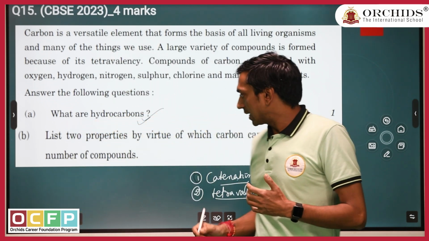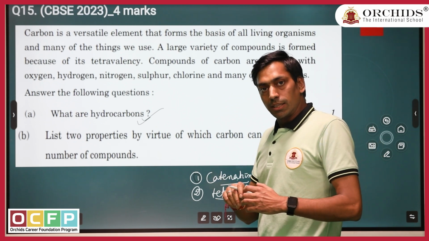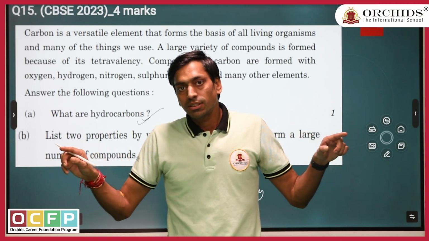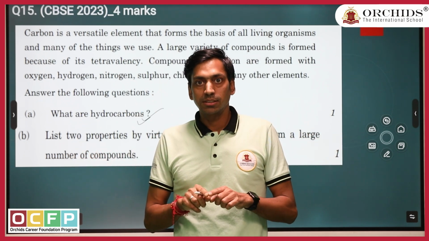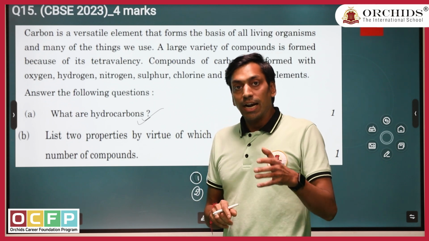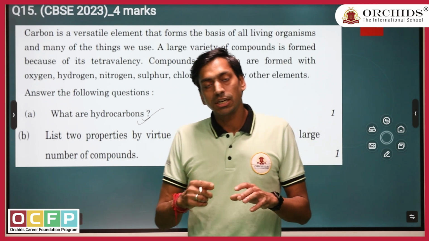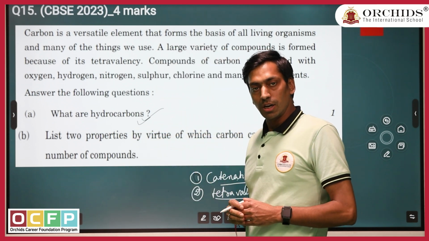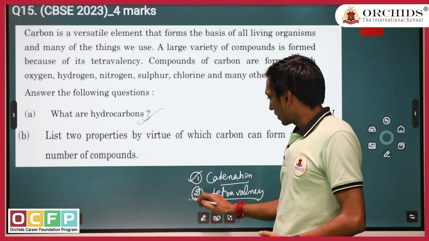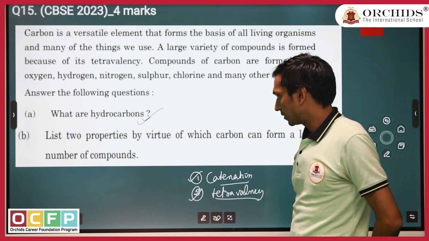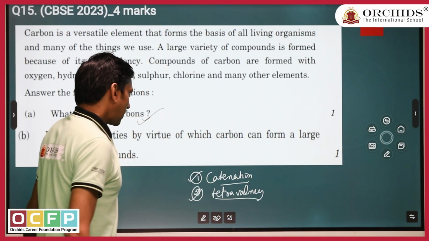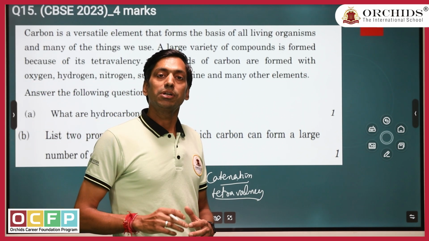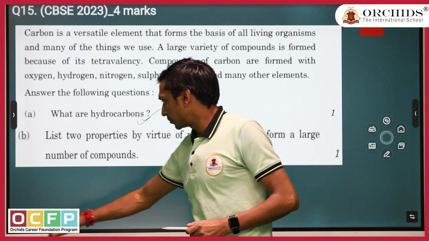And in case of catenation, it not only forms the carbon-carbon bond, but it can also form long chain structures, cyclic structures, and branched structures. Apart from that, carbon can form single bond, double bond, triple bond. So that leads to the formation of a large number of compounds. So the two characteristics we are having are catenation, and the second is tetravalency. As it is a 1 mark question, there is no need to give much explanation, but we are giving this explanation so that you can tackle other questions if you get them in future.